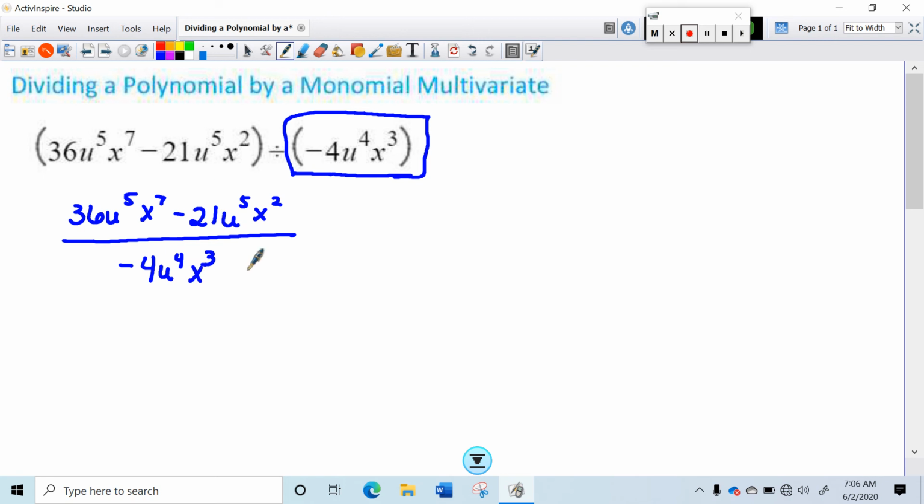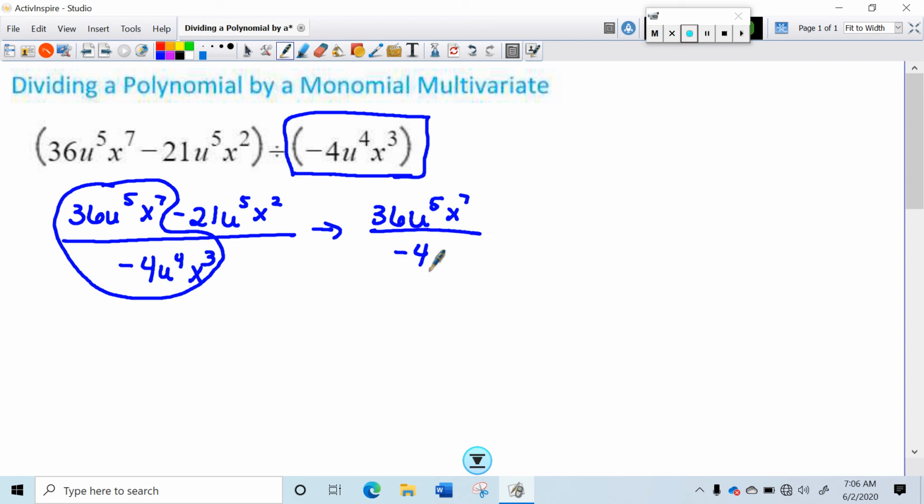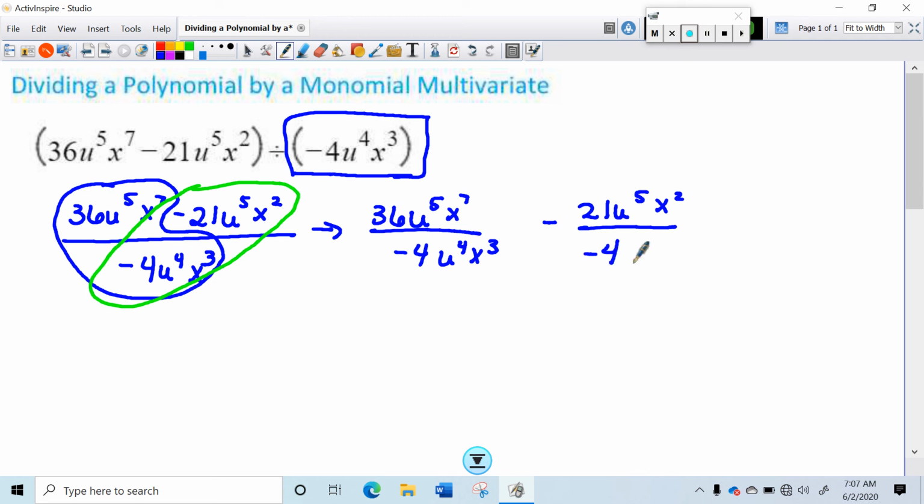Okay, to divide these, you actually want to split them up like this. So your first term is going to be 36u^5x^7 over negative 4u^4x^3. And then your next term is this. See how I split that up? So that's negative 21u^5x^2 over negative 4u^4x^3.